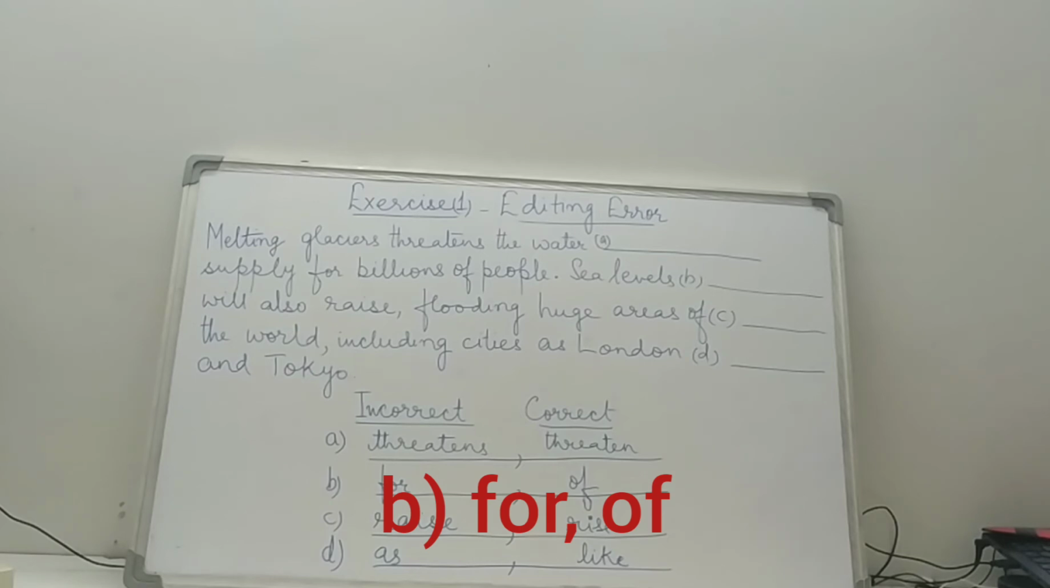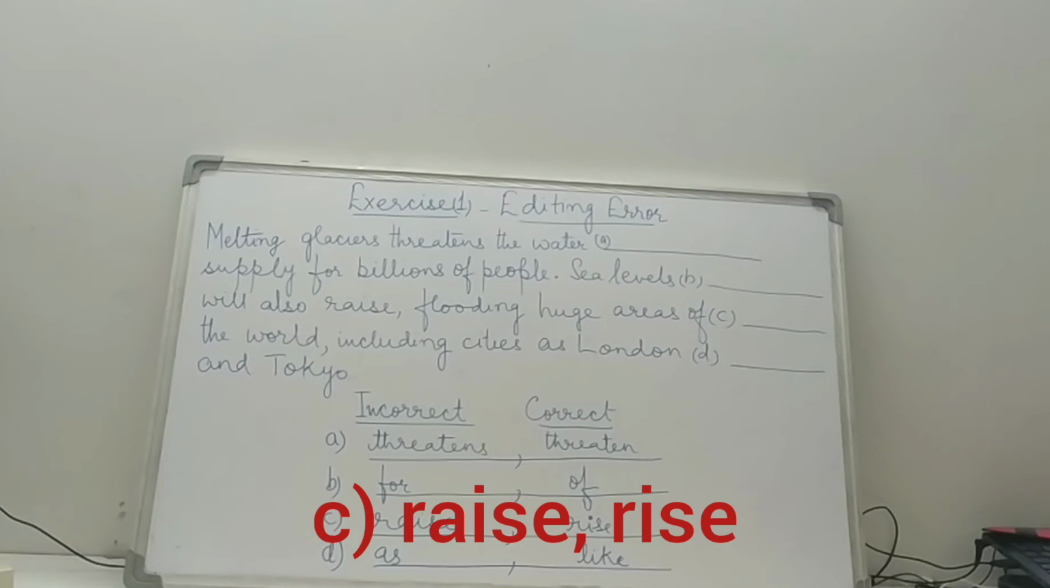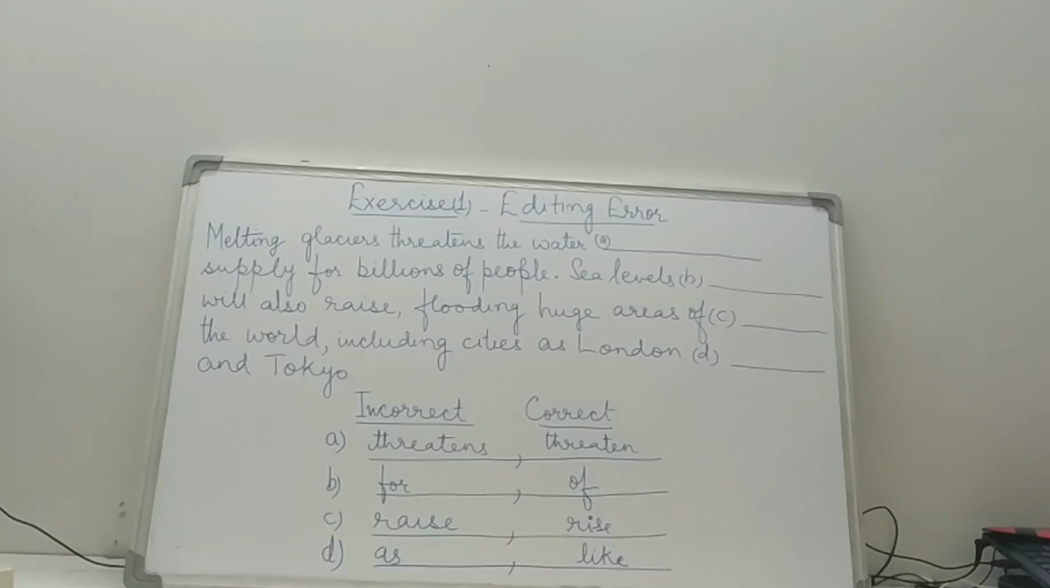Next line, supply for billions of people. So the water supply for billions of people, there is some mistake. And what is that? It should be the preposition of instead of for. So threatens the supply of billions of people. Third line, sea levels will also raise, flooding huge areas of. So here again, when it is written will, it should be the word rise instead of raise. Flooding huge areas of the world, including cities as London and Tokyo. Instead of the word as, you have to write down the word like: London and Tokyo.